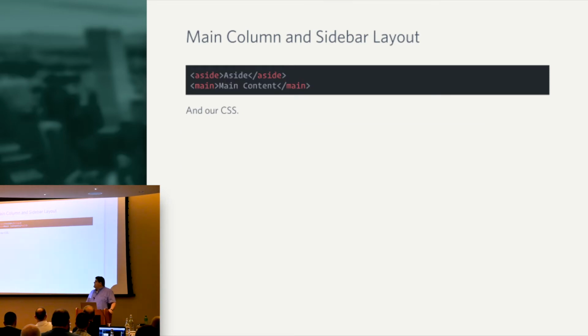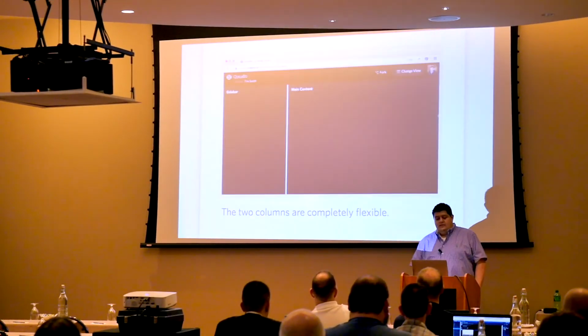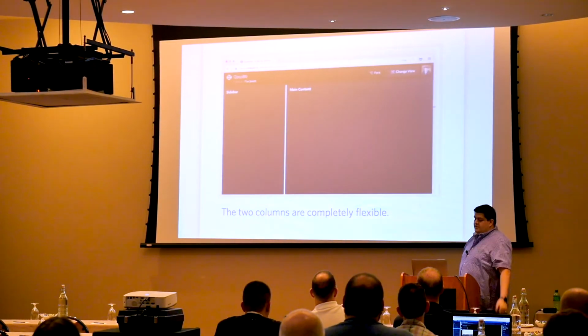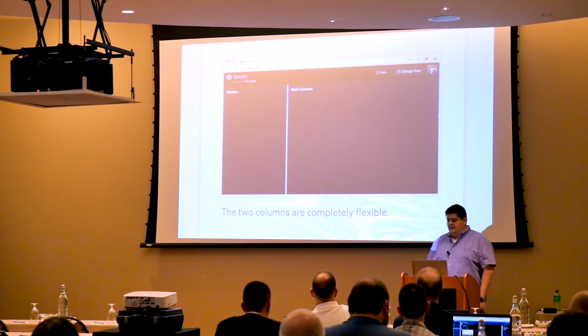Something simple like this, and a side and a main. Then you put some CSS on it. Display flex, you give it flex values for the aside and the main, and then you have something that kind of looks like this. These two columns are completely flexible and understand the space that they reside in.